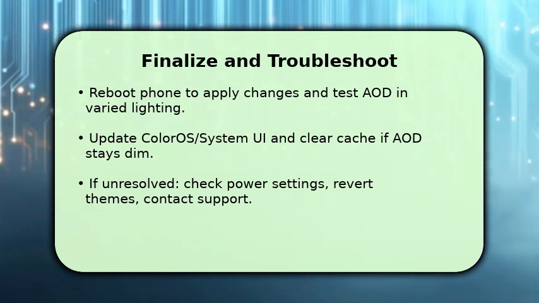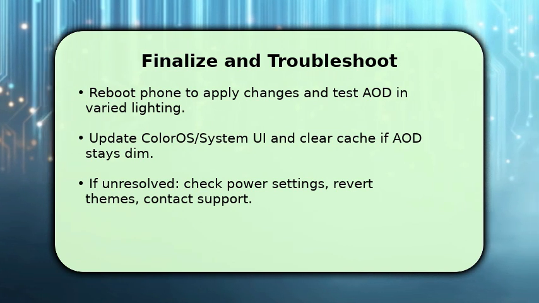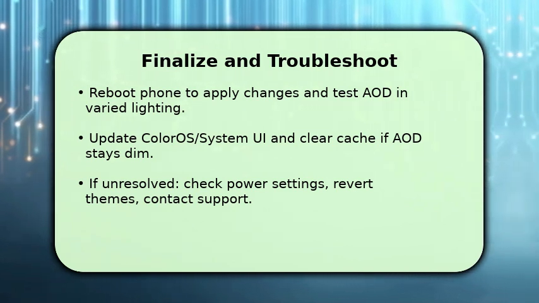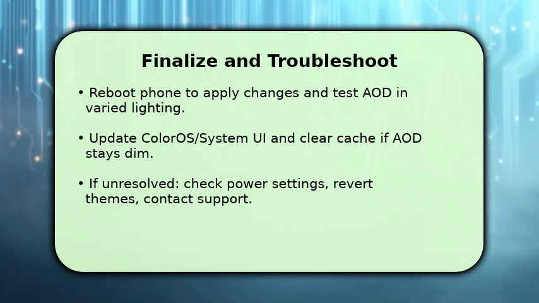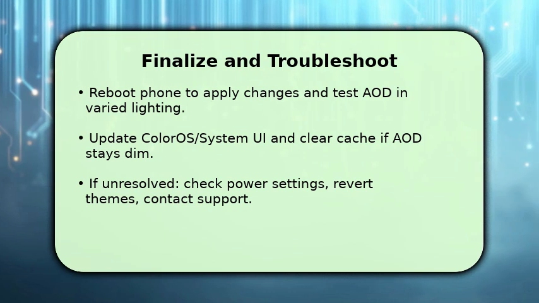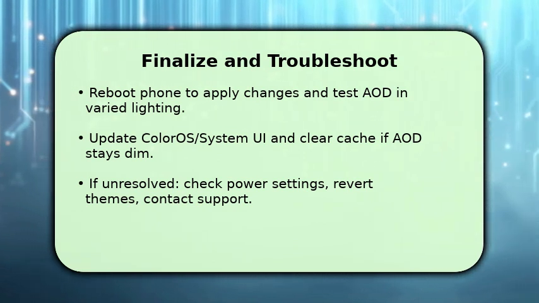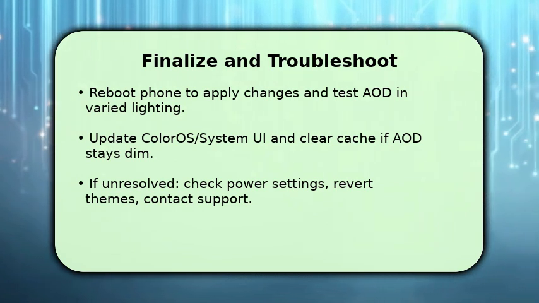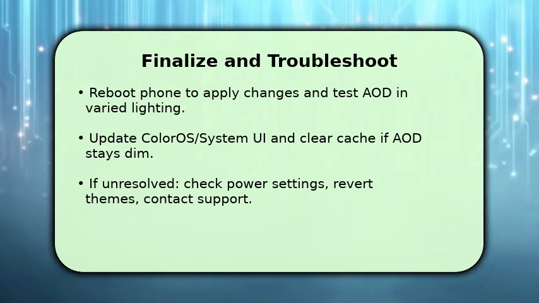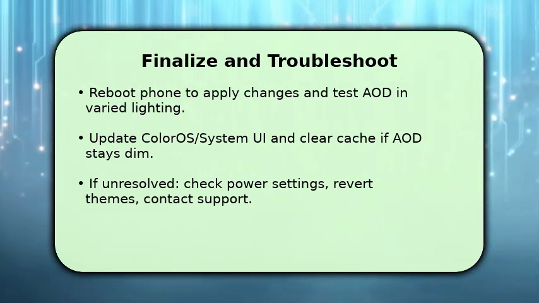If brightness remains low, update ColorOS and System UI, clear the relevant cache, and recheck battery optimization rules. Make sure third-party themes or screen protectors aren't forcing low output. Troubleshooting tip: if nothing helps, temporarily disable power saving, revert to a default AOD style, and reapply the brighter setting before contacting support.